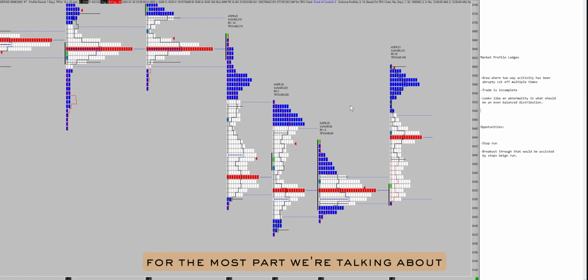When we're talking about ledges, for the most part, we're talking about within the structure, more towards the interior of the structure, although this is still a ledge. It's an area where activity has been abruptly cut off, and what we need are more than 2 TPOs. Here you can see that you have 6 TPOs outside of this single TPO right here, and we have, again, a non-even distribution. This would be a more gradual even distribution. And then as you get towards the low, you can see that it begins to pick up and become a little bit more sharp, a little bit more blunt.